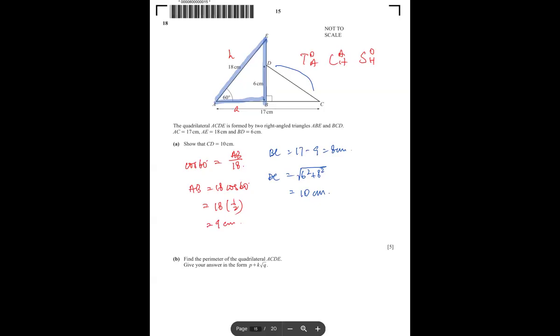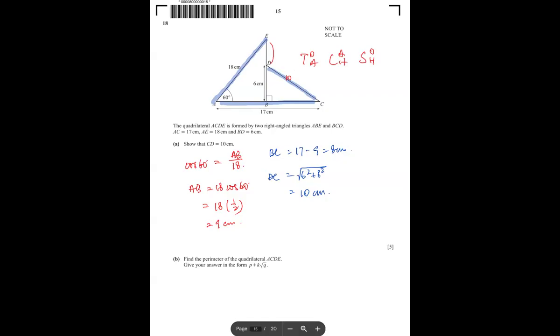Okay, next, find the perimeter of the quadrilateral, giving your answer in the form P plus K square root of Q. Okay, to find the perimeter of any shape, there's only one way to do it, which is just to add up all the sides. So you already have, let me highlight the sides that we already have. We already have this one, we have this one. We already found this one here, this is 10. So what we really need is this side here, ED.